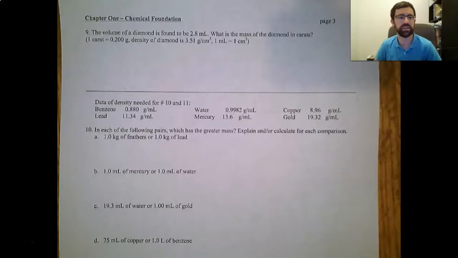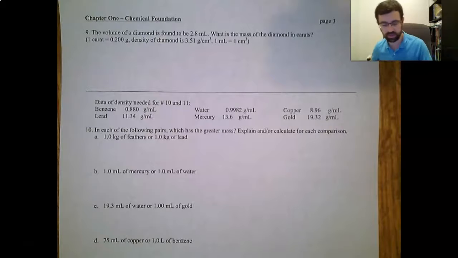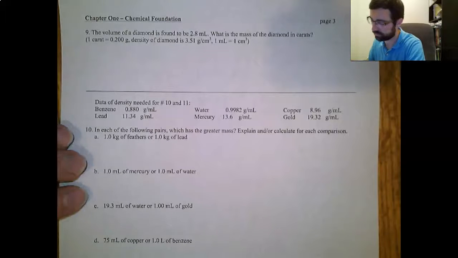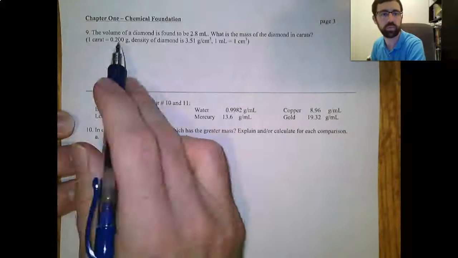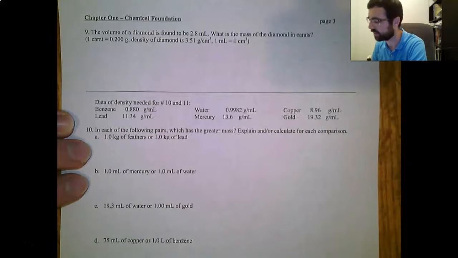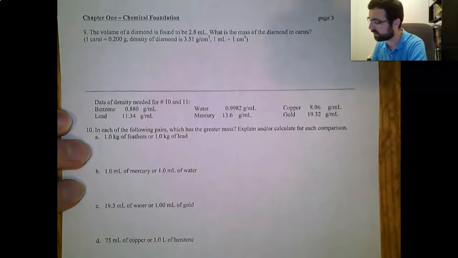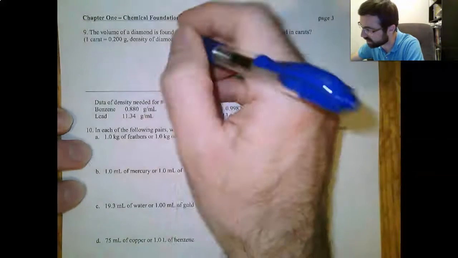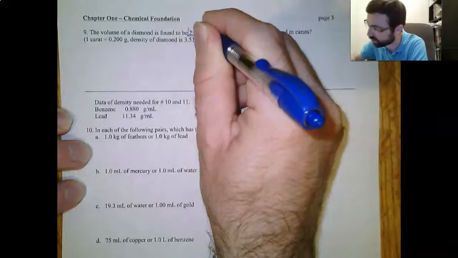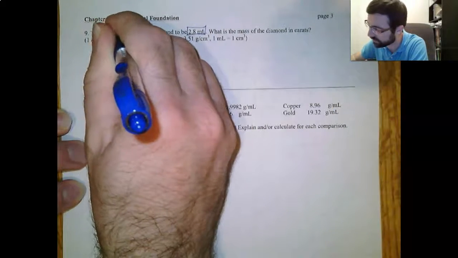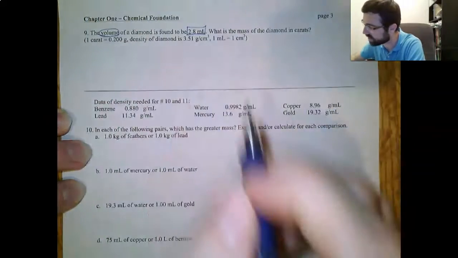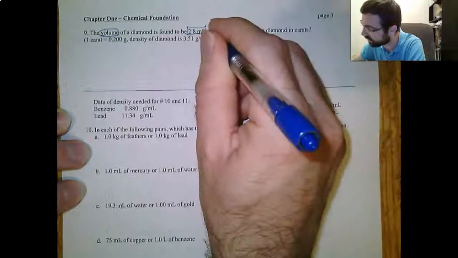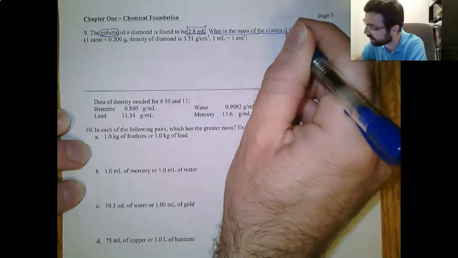All right, this is our 9th video in the answer key to the AP Chemistry summer homework, Chapter 1, number 9. Okay, let's read the question. It's a word problem, so we want to get some data down. The volume of a diamond is found to be 2.8 milliliters. A key word here is volume. Volume is 2.8 milliliters. What's the mass of the diamond in carats?